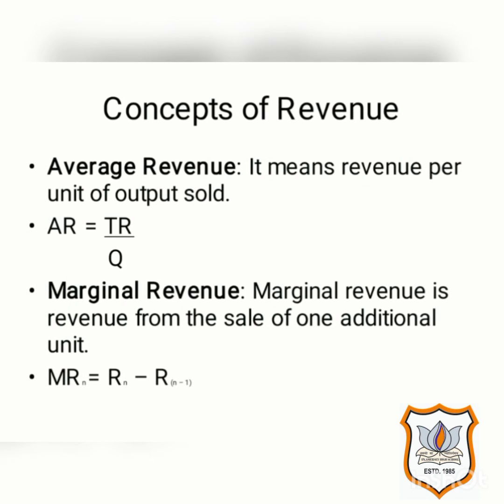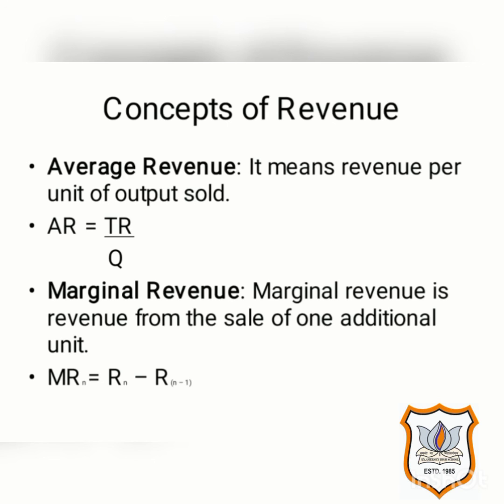Now the next one is average revenue. It means revenue per unit of output sold, just like average cost. Here also average revenue means the revenue per unit of output sold. That means by selling one unit, on an average, how much revenue is being obtained. So here also the formula is AR is equal to TR upon Q. That means average revenue is equal to total revenue divided by quantity sold.